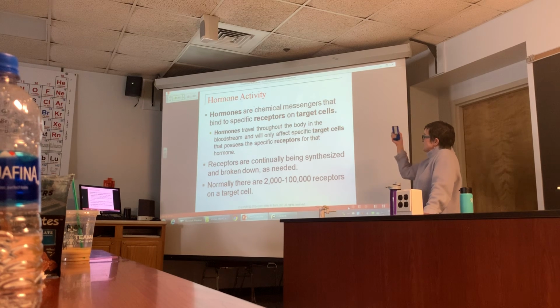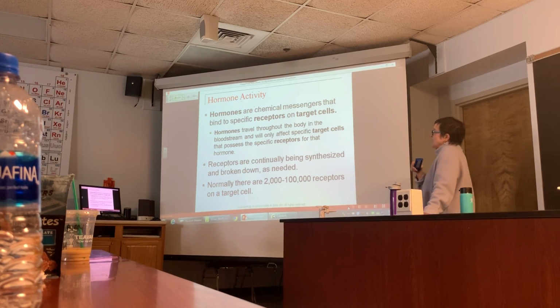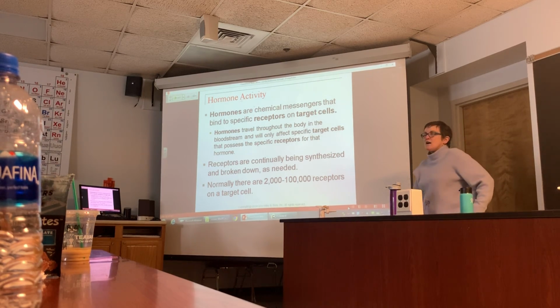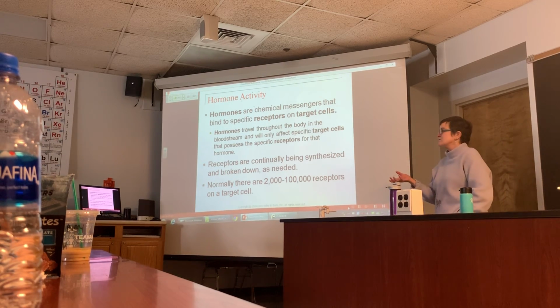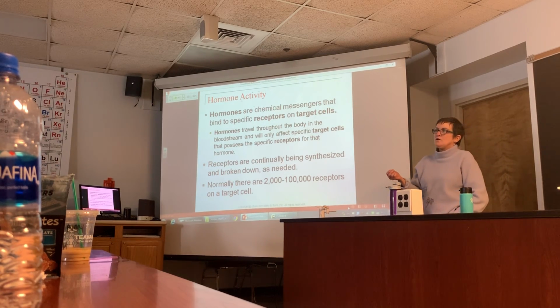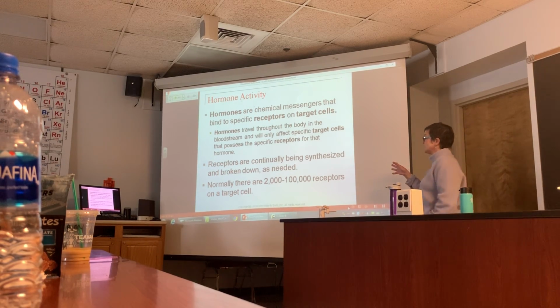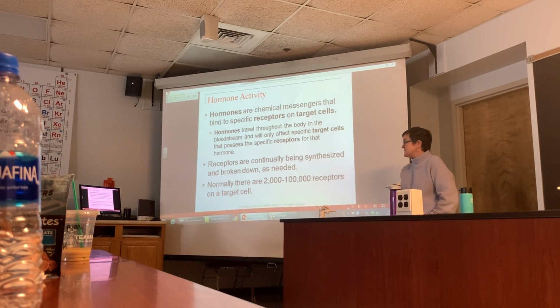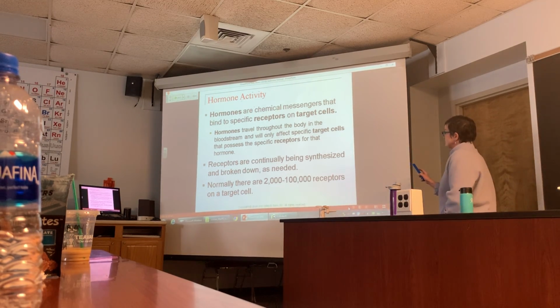Okay, so we've talked about receptors. I talked about it in terms of that picture that you have to have a receptor on the target cell. These receptors are continuously being produced and also broken down as needed. So target cells can be stimulated to produce more receptors, or they can be stimulated to produce fewer receptors. But we're talking not just a couple of receptors, thousands of receptors on a single target cell.